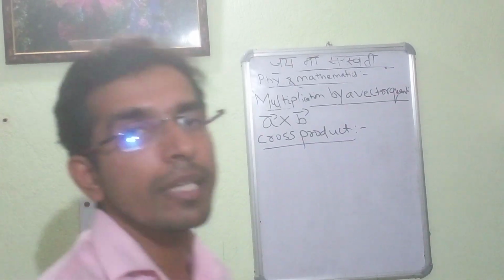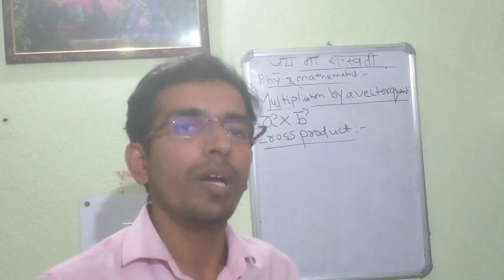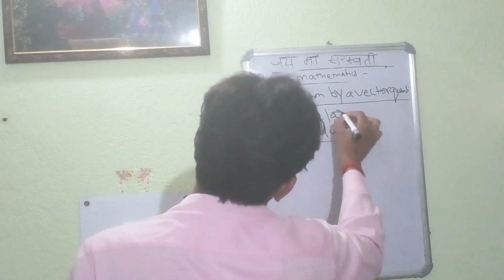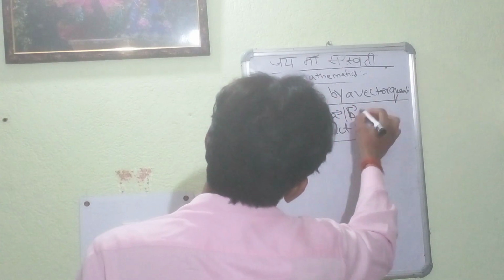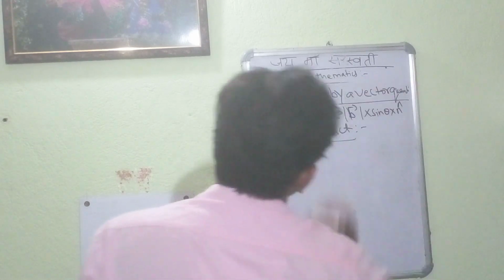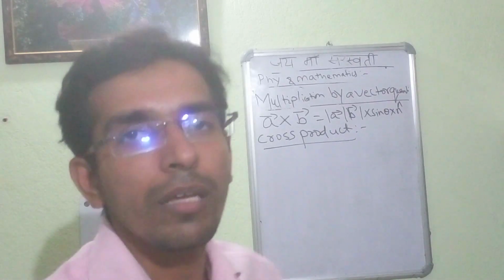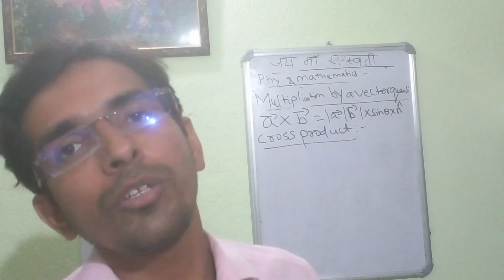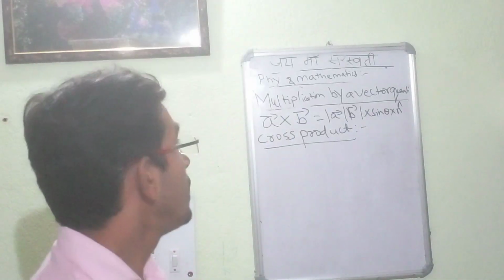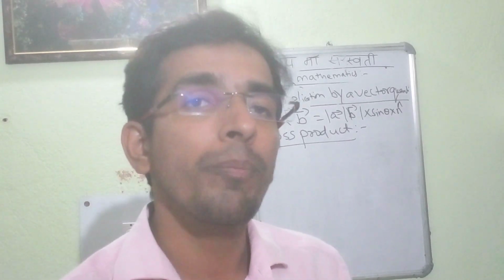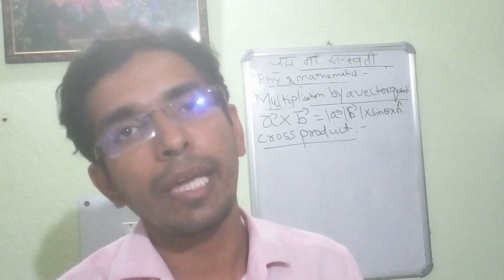So whenever we are taking the cross product of two vectors, the equation is: vector A cross vector B is equal to magnitude of vector A into magnitude of vector B into sine theta into n hat, where n hat is the unit vector which is perpendicular to the plane containing A and B.